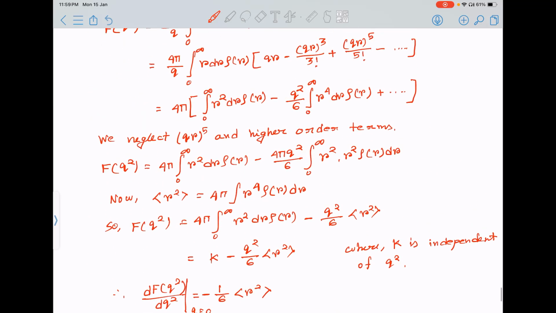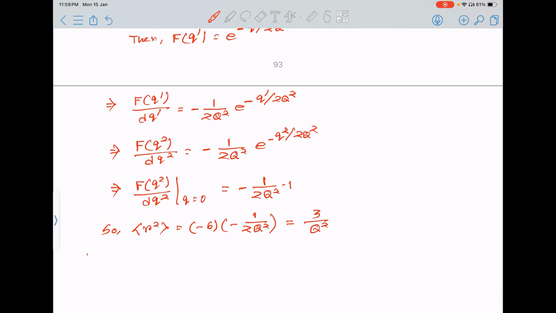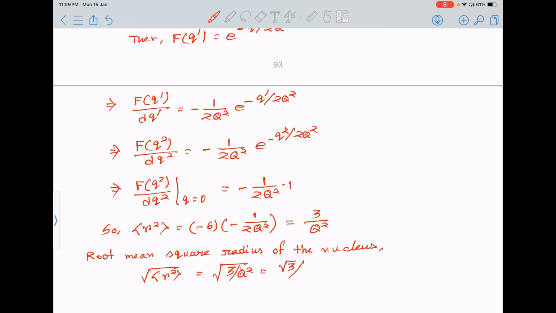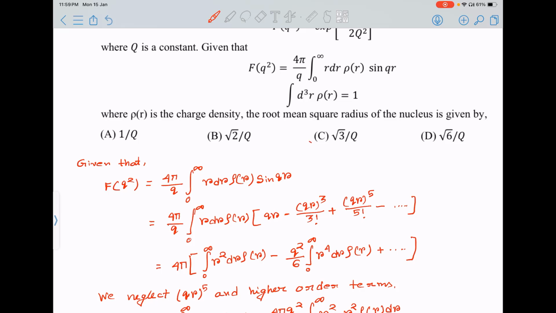So we need to find, I think, the root mean square radius of the nucleus. So the root mean square radius of the nucleus is given by the root of the expectation value of r², which is root of 3/Q², that is √3/Q. So let me take the option. Option C would be the correct choice. Thank you.